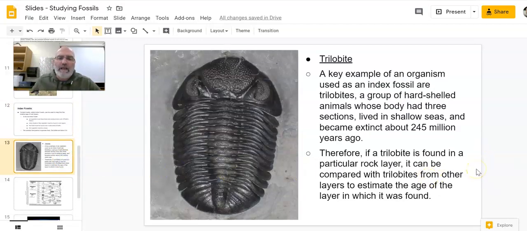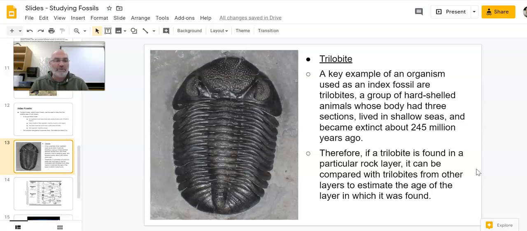Maybe this will help. Let me show you an example of an index fossil. This guy's called a Trilobite. And he's not super fancy, but he is unique. It was a hard-shelled animal. Its body had 3 different sections. It lived in shallow seas. And it went extinct about 245 million years ago.